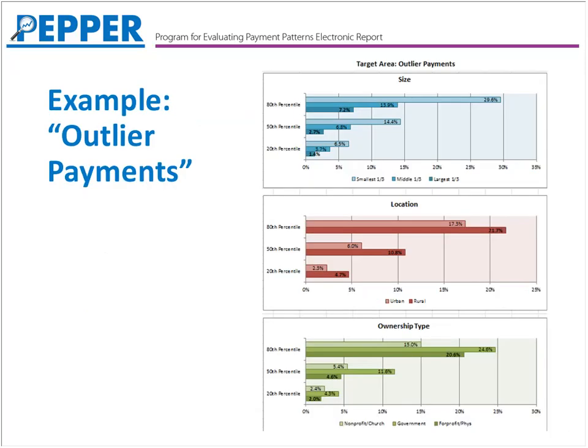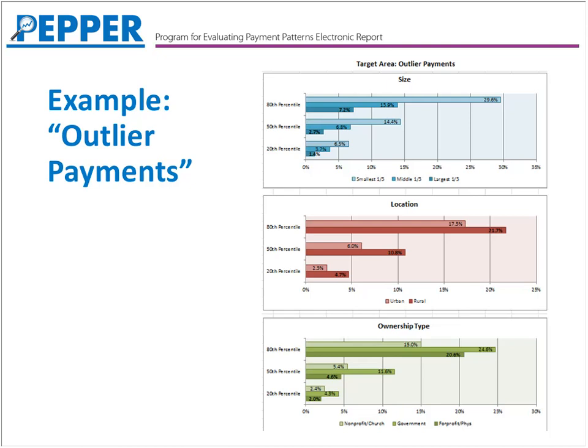I've included here on this slide an example of one of the peer group bar charts. This is for the outlier payments target area. You can see that in this top chart, the blue bars, the smallest 1/3 of IPFs have the largest or have greater values for the 80th percentile, the 50th percentile, and the 20th percentile. The middle 1/3 in terms of discharges has somewhat lower, 80th percentile, 50th, and 20th percentile. And then the largest 1/3 of the IPFs have the lowest, 80th, 50th, and 20th percentile values.